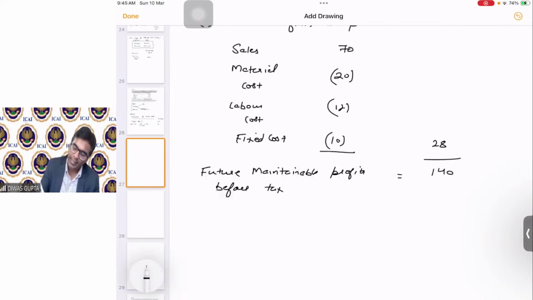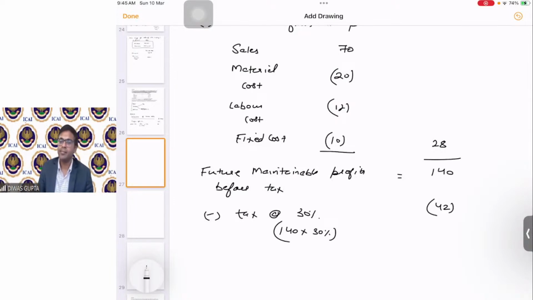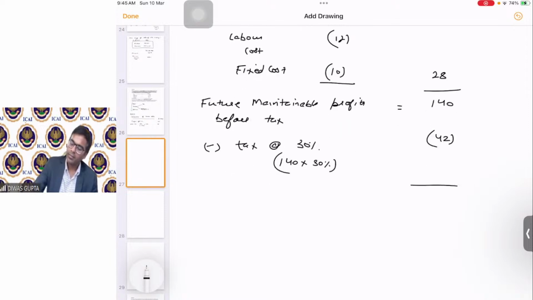We have to reduce the tax, minus tax at the rate of 30%. 42 becomes the tax, right? So minus 140 is equal to 98. Yes, Prashant, Mohammed Abdul Rahim. Yes, tax has to be deducted. Very good.